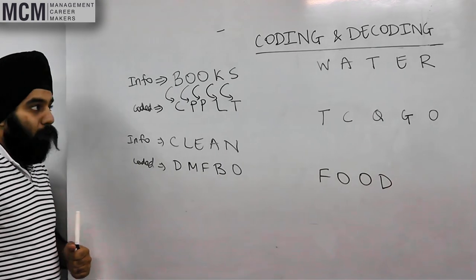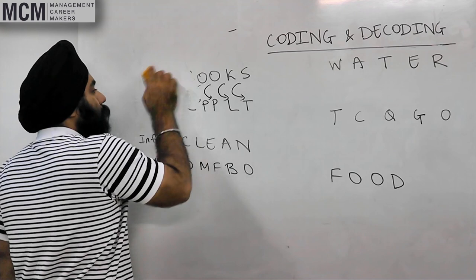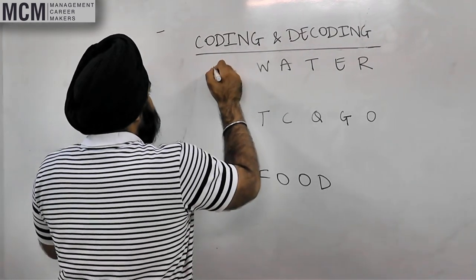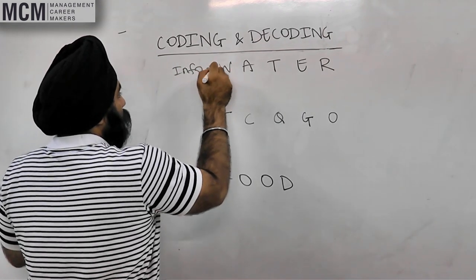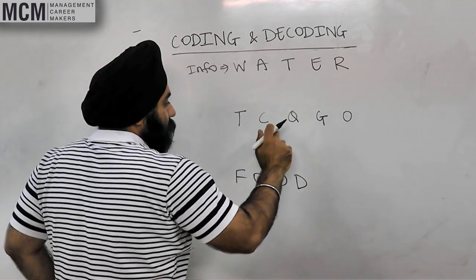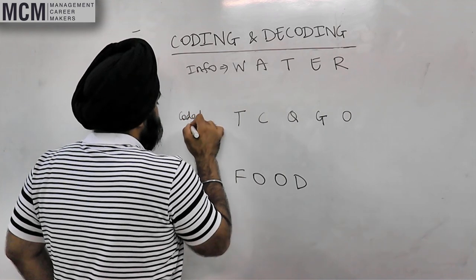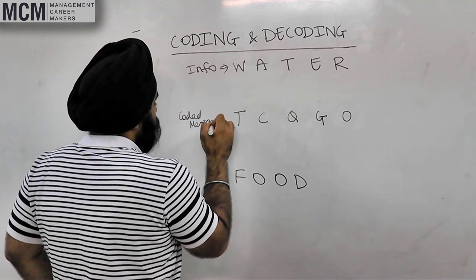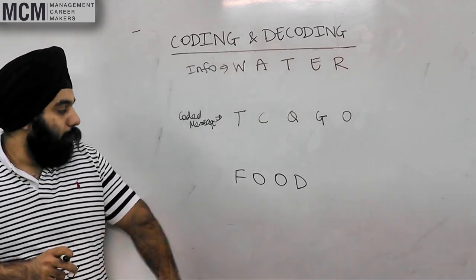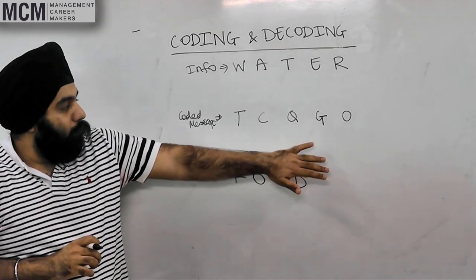Right? Now, what I want you to do is, I want you to look at that over there. The information given to you is water. Water is coded as TCQGO. I want to know how I code the word food. Right? Let's ignore this part first.